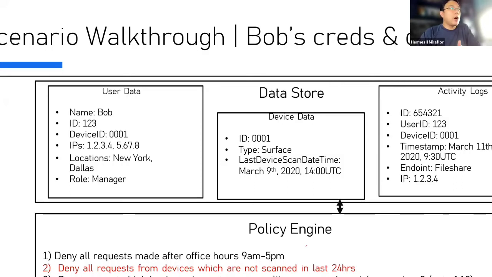data, which contains Bob's name, his employee ID, the device ID, the IP address where Bob is commonly connecting from, the location of Bob, and also Bob's role. Of course, with the role, we are also tying up the permissions that a manager could have, or the resources that a manager can access.